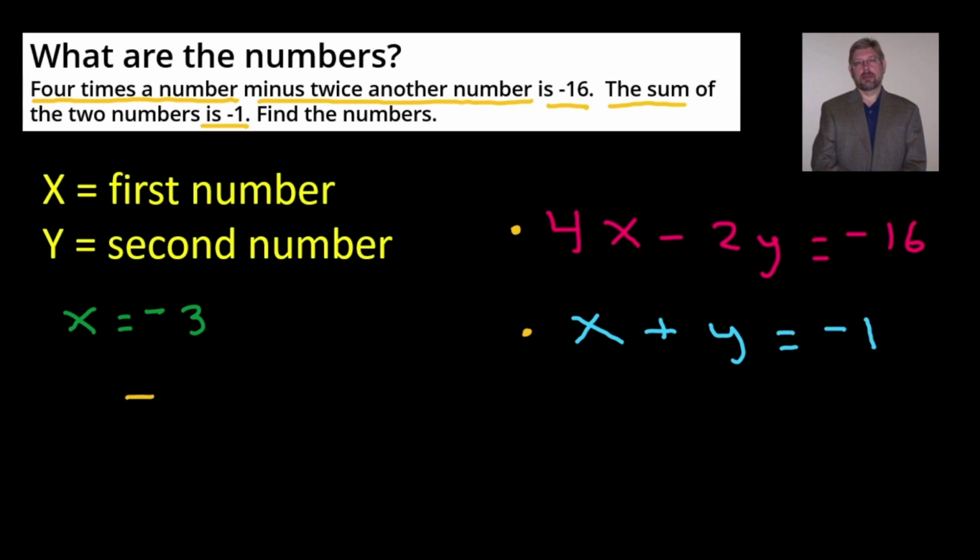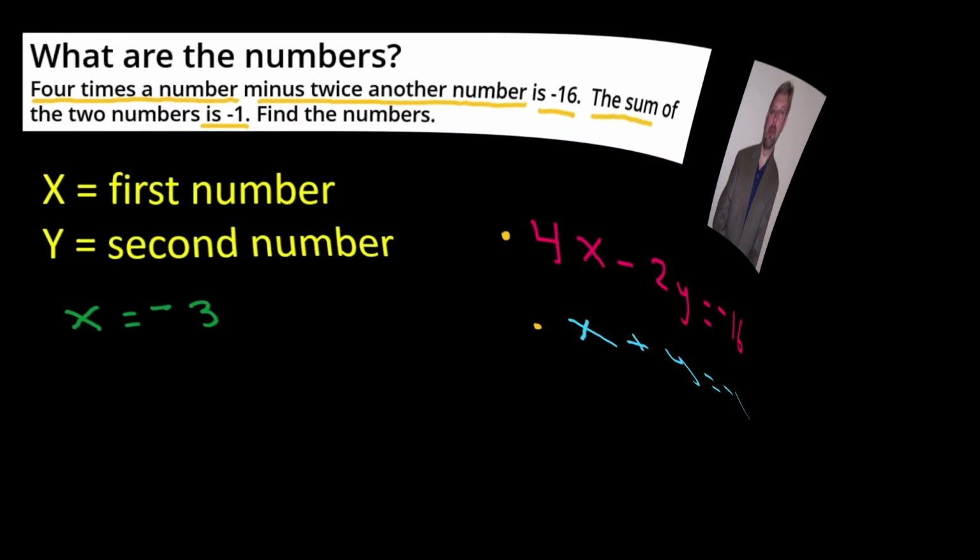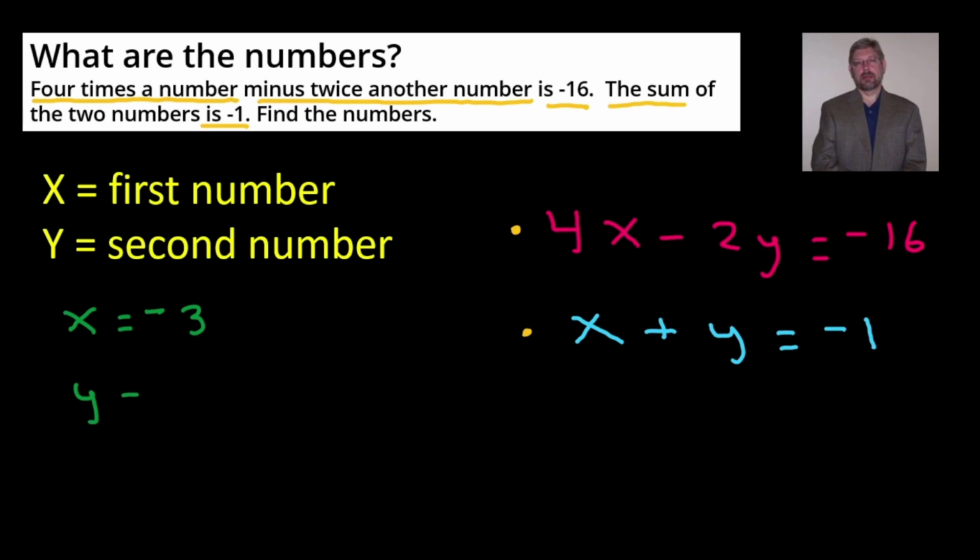So x is negative 3 plus y is equal to negative what? Negative 1. And then we're just going to add 3 to both sides. So I have y is equal to 2. So we put y is equal to 2.